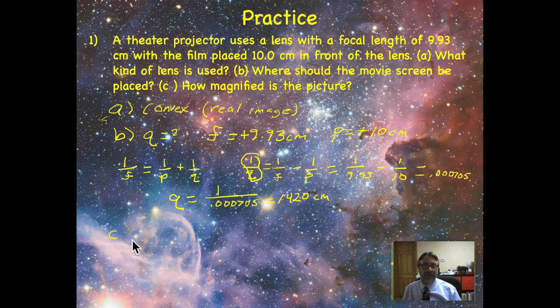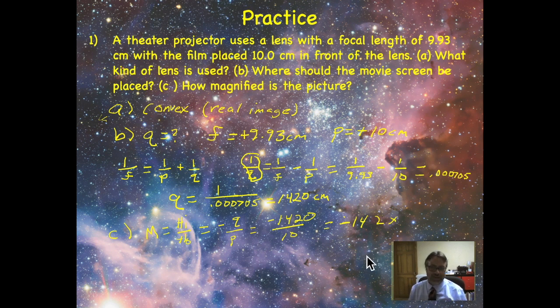Now for C, if I want to know the magnification, generally the magnification is equal to the height of the image divided by the height of the object. But remember that also equals minus q over p. So that would be minus 1420 divided by 10, or about minus 142. That means the image on screen is 142 times the size of the image on the film. Well, that makes sense. Film is small, screen is big. The negative sign means the image is upside down.